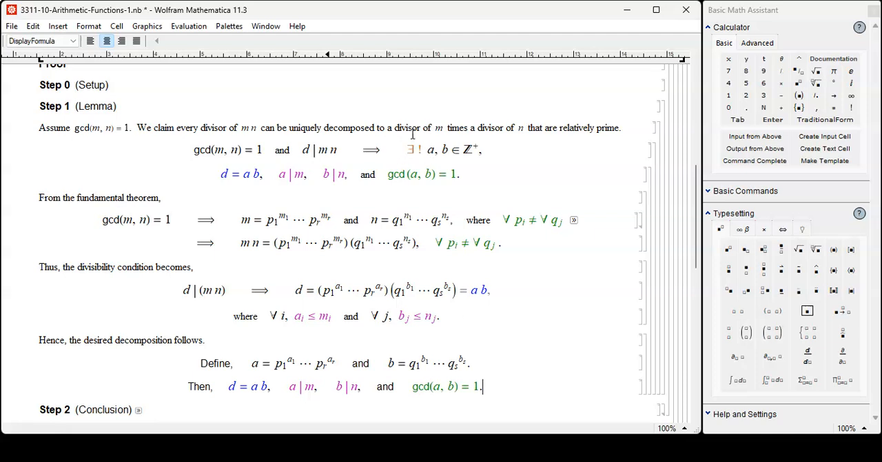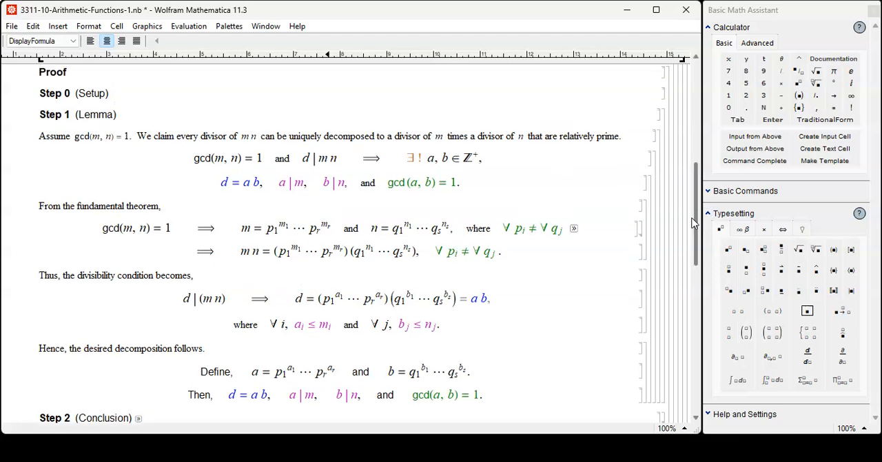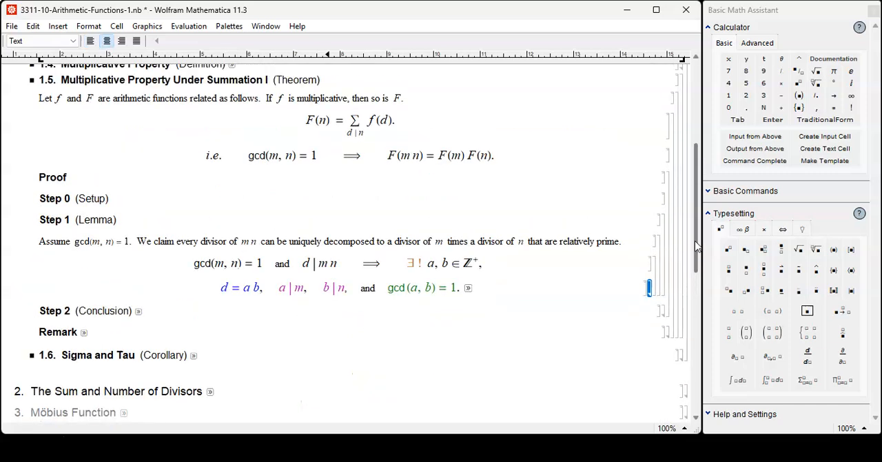And the uniqueness comes from the fundamental theorem. The fundamental theorem says the prime factorization not only exists, but exists uniquely. So uniqueness comes from the fundamental theorem. Okay, so much for the lemma, and here's the proof. Okay, now let's talk about how to utilize this lemma.